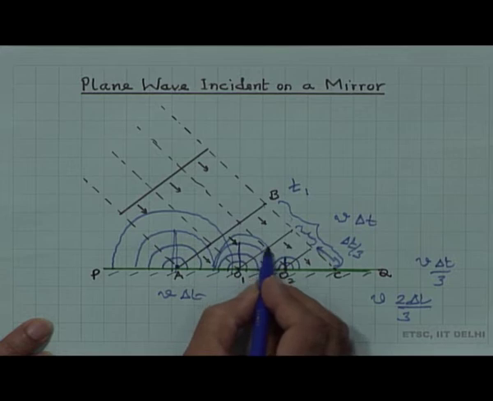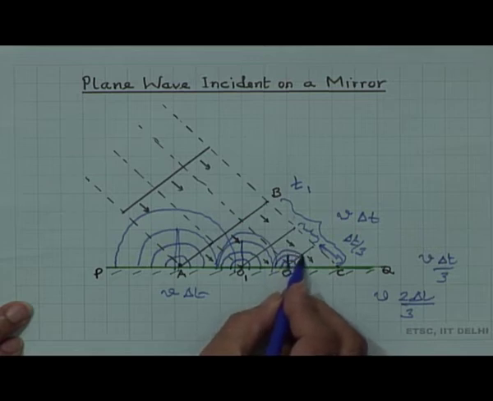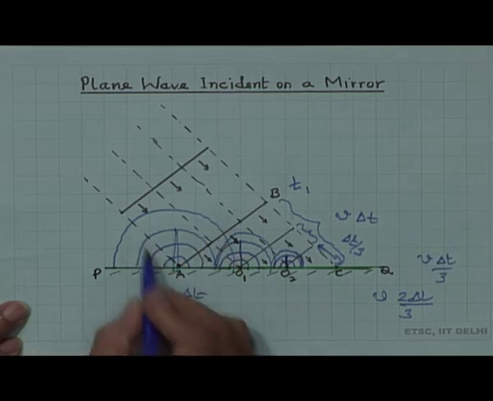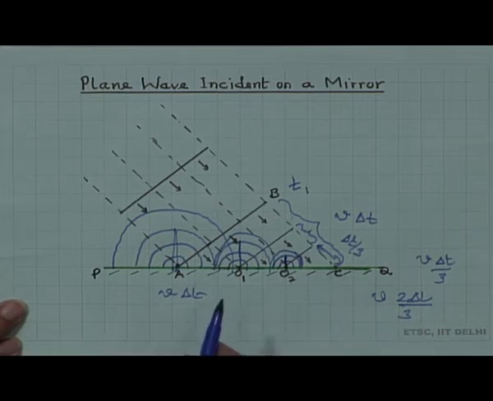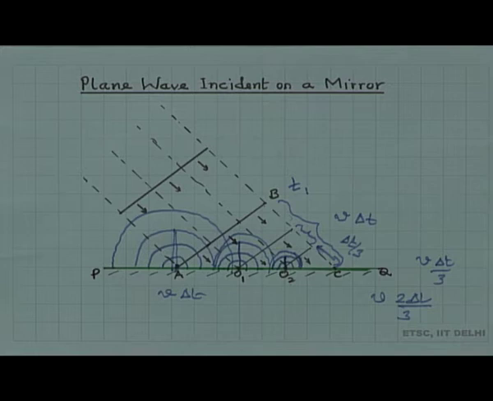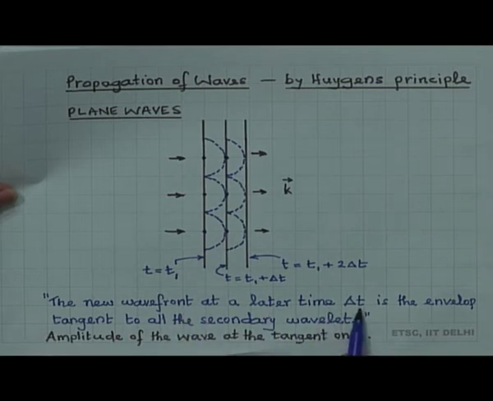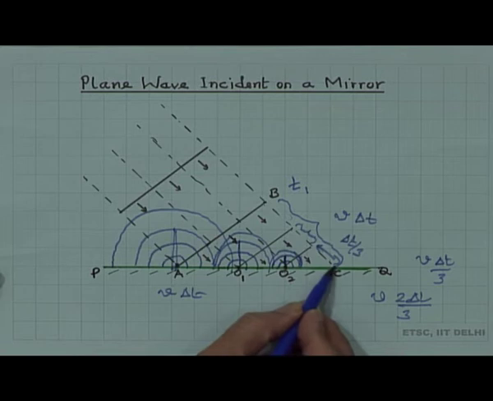According to Huygens principle, we have shown the wavefronts here of the secondary wavelets. These are the secondary wavelets propagating outward from the points which we have considered. According to Huygens principle, the new wavefront at a later time delta t is the envelope tangent to all the secondary wavelets. So, the envelope which is tangent to all the secondary wavelets.